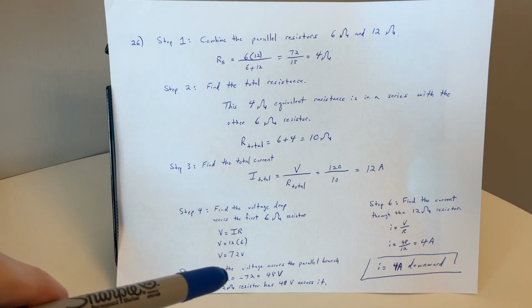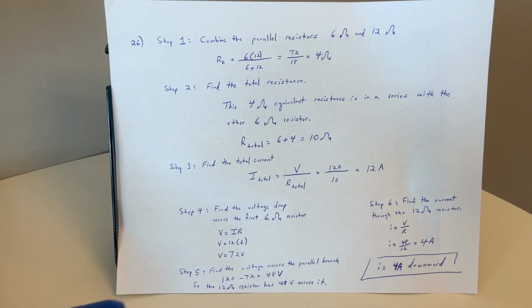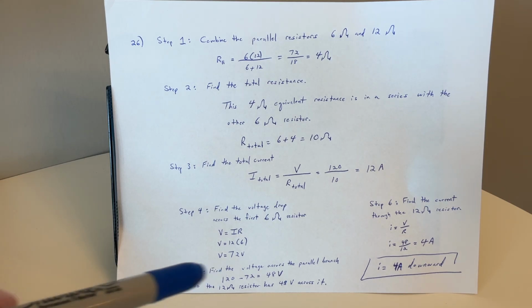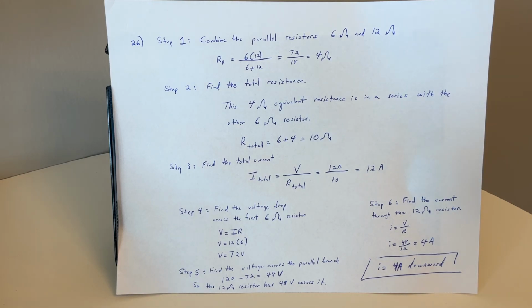So for step 5, we want to find the voltage across the parallel branch. So we're going to take our 120, that was the given volts, minus the 72. That's going to give us a leftover of 48 volts. So the 12 ohm resistor has 48 volts across it.